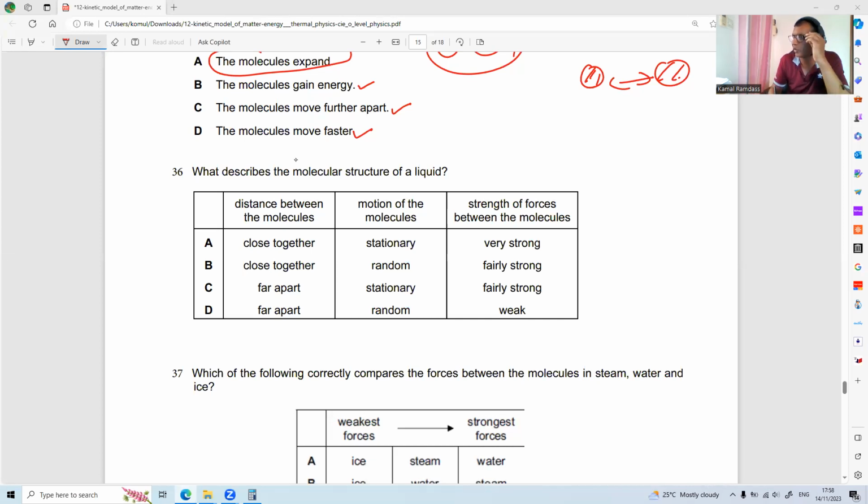Number 36. What describes the molecular structure of a liquid? Distance between the molecules: close together. Motion of the molecules: random. Strength between the molecules: fairly strong. Okay, B.